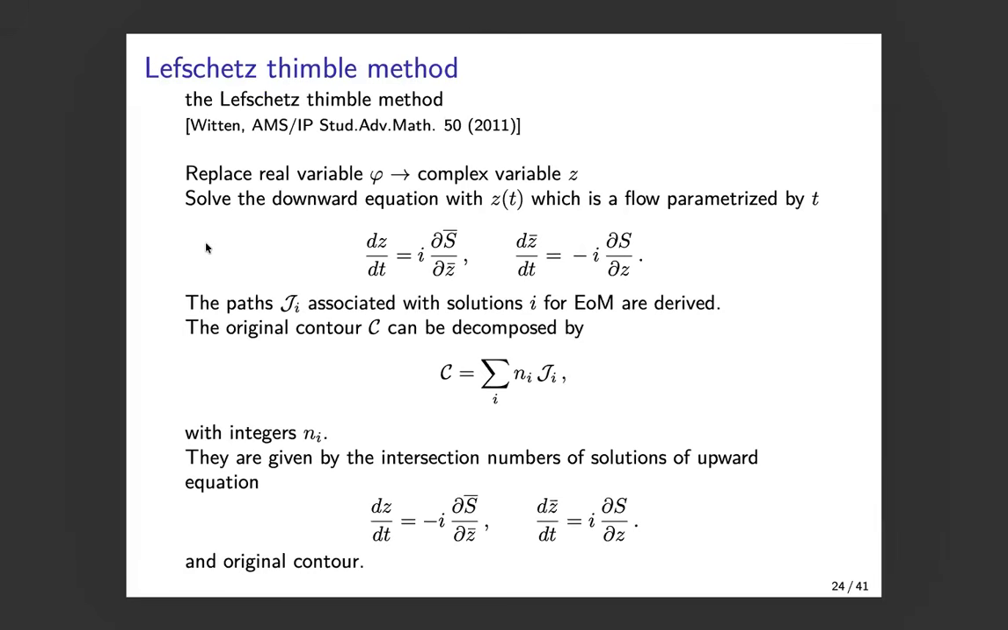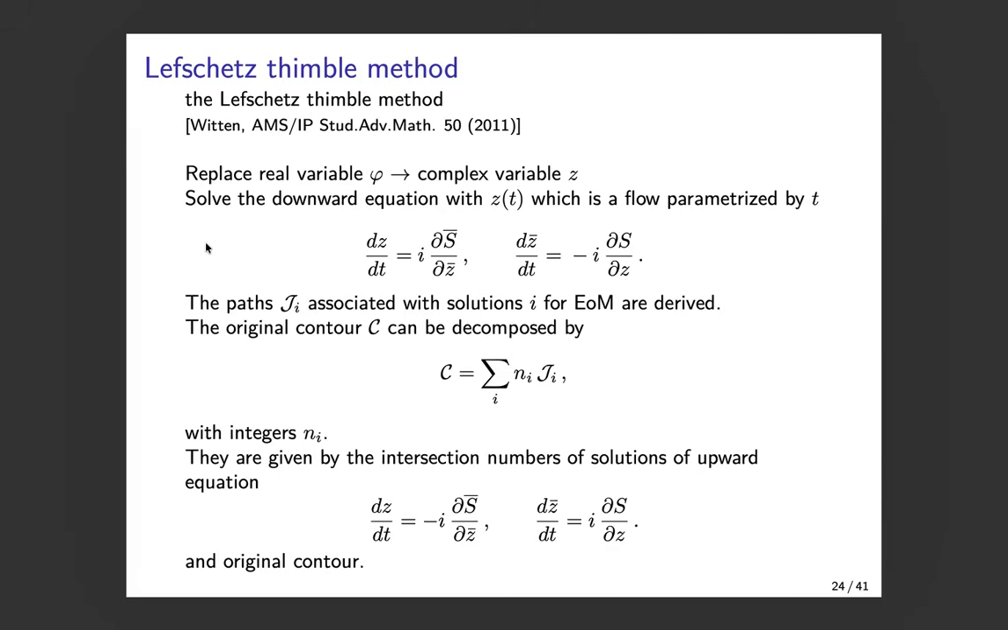So before explaining our guess, let me explain what the Lefschetz thimble method is. When we consider the real scalar theory, in the Lefschetz thimble method, we just replace the real variable with a complex variable, and then solve the equations called downward equations, where z is parameterized by some parameter t.